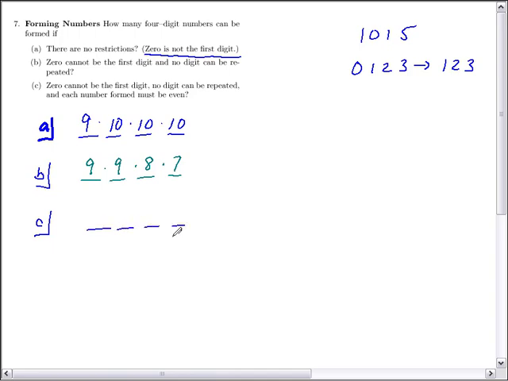Part C, 0 cannot be the first digit, no digit can be repeated, and each number formed must be even. Well, we start off the problem as well. Each number formed must be even. There are 5 even digits: 0, 2, 4, 6, and 8. Now, one of those digits got used in the last spot. Because we cannot have repeats, that digit can't be used again.